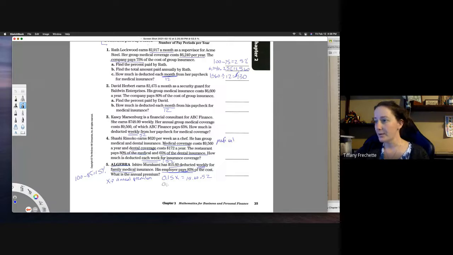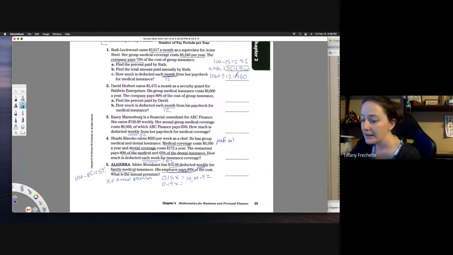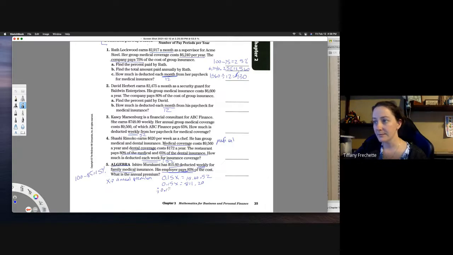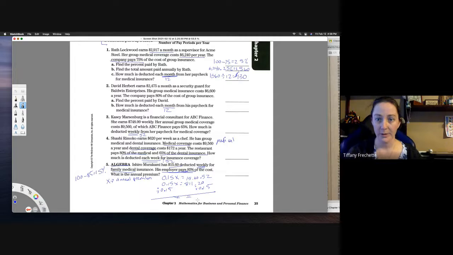So I have 0.15x equals, when I multiply, he's paying a total of $811.20 per year for this medical insurance. And I'm simply going to divide by this 15%. And that'll tell me how much the actual annual premium costs, how much the health insurance costs in total. Not just what he's paying, but the total amount here.